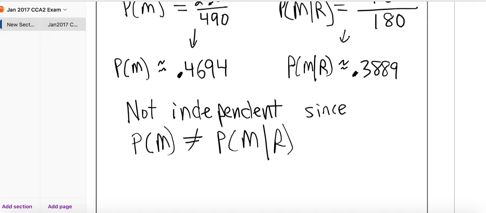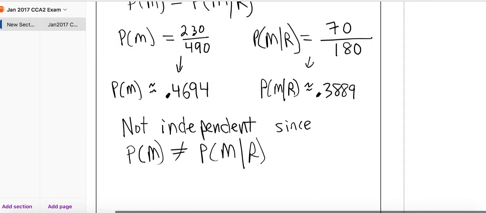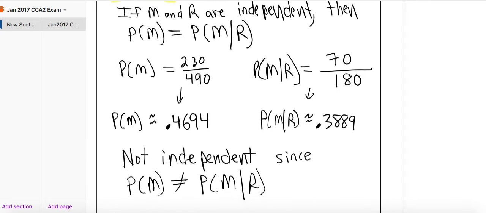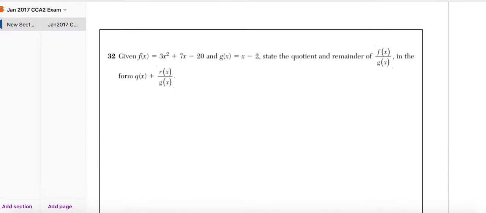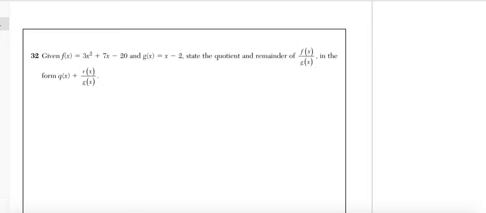You could have used the product test for independence, but I felt like this was a more straightforward way to do it. But the product test was equally good too, okay? So that's what we got. All right, next question. Last one in this video, guys. Part 2 coming to a close.